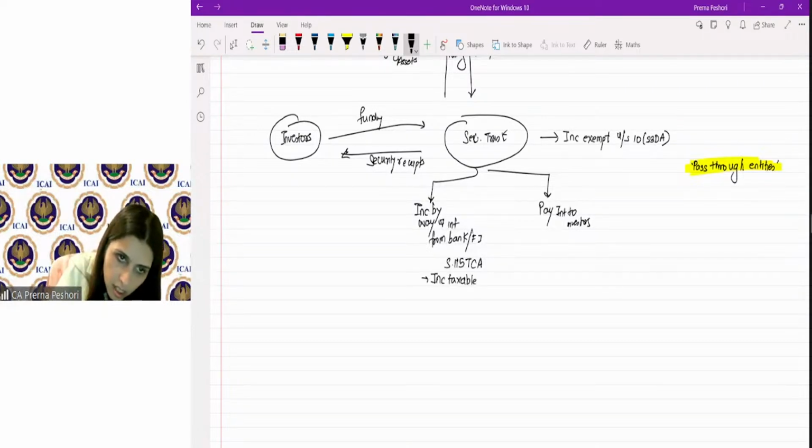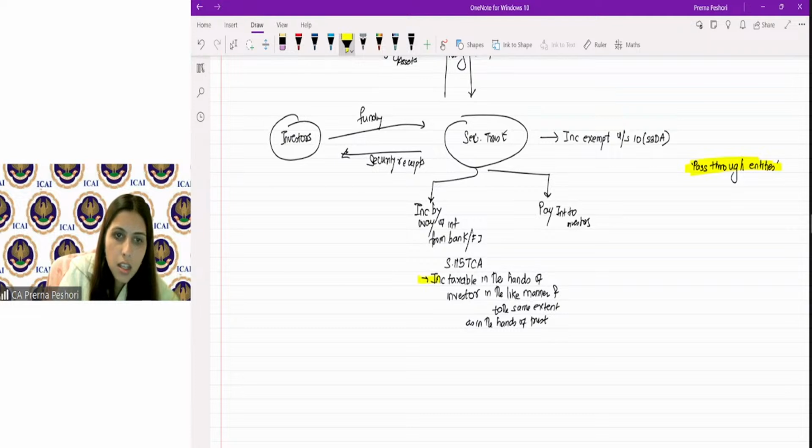So, income taxable in the hands of the investor in the like manner and to the same extent as in the hands of the trust. Fine. That is section 115TCA.